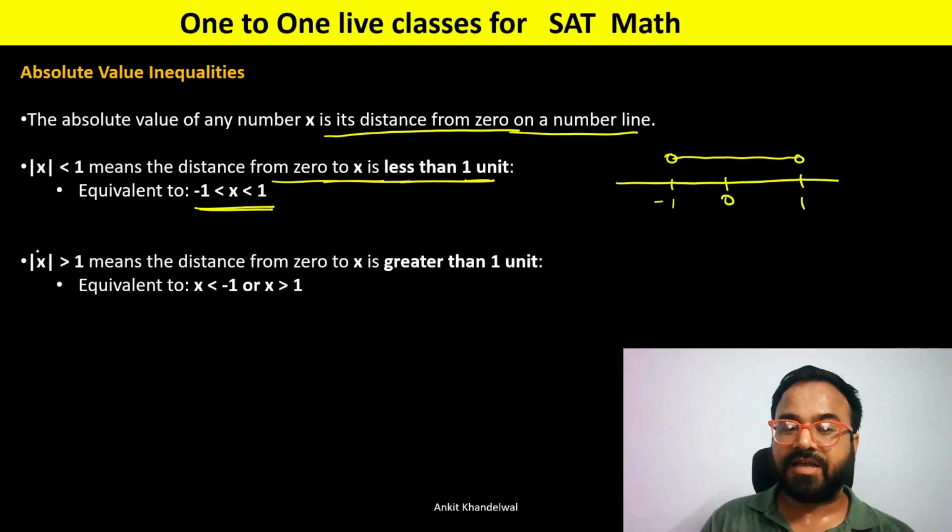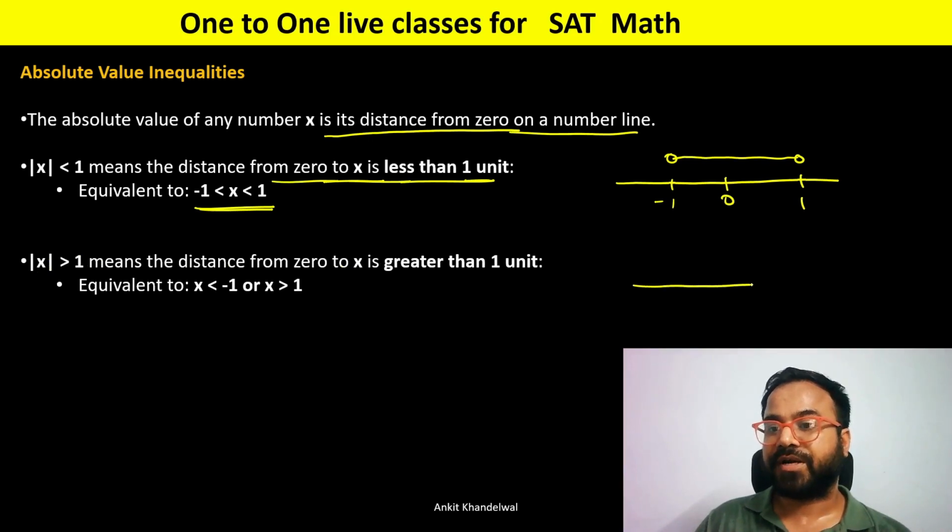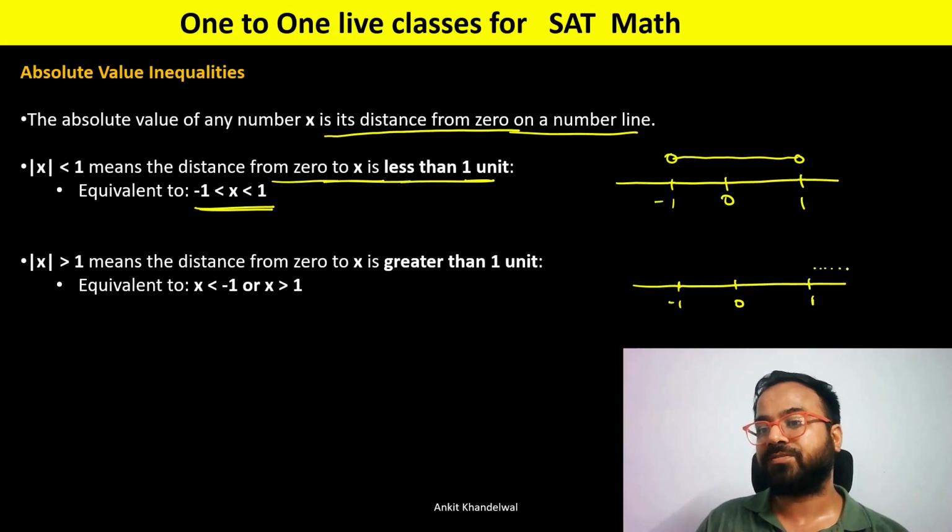When we are saying absolute value of x is greater than 1, it means the distance from 0 to x is greater than 1 unit. So greater than 1 unit means this is the origin over here. Now greater than 1 unit, here up to here this is 1. But we are talking about greater than 1, so it means all these points over here.